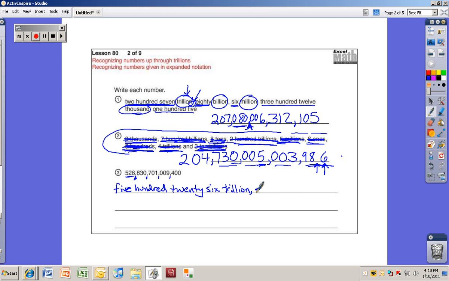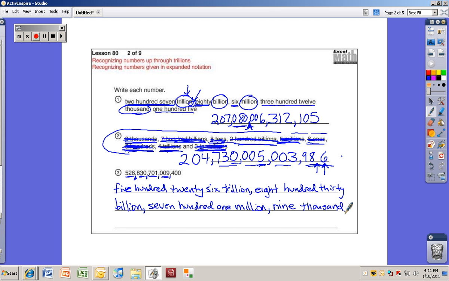Then I write the next 3 digits, 830, and I name that comma, which is billion. Again, not billions, but billion, comma. Now I name the next three digits, 701, and the word for that period, which is million, comma. Now I just name those three digits, which is just the number 9. It's not 900, just 9. And I write the name of the period, which is thousand, not thousands.